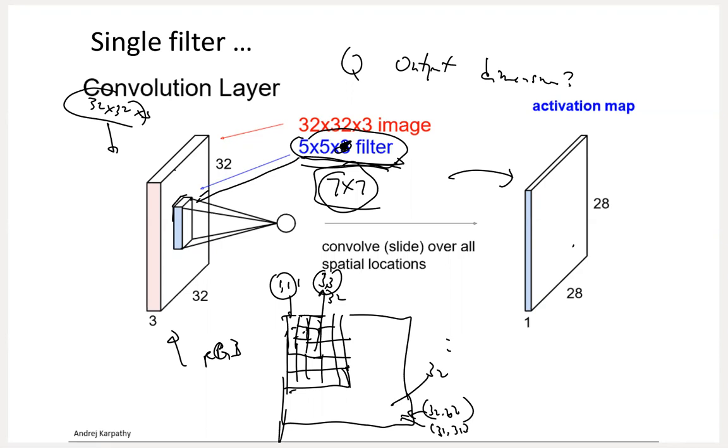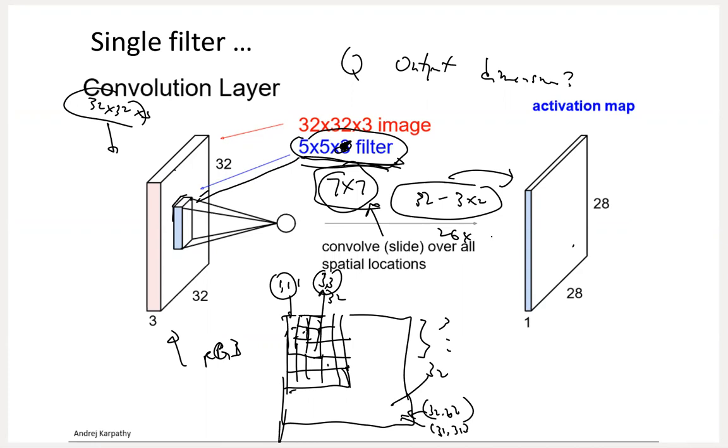So yeah, we can do some counting here. If it's 7 by 7, you can think of it as removing a boundary of 3 from each of the edges, right? So it should be 32 minus 3 times 2, for each edge. So therefore, what's that? 26 by 26, something like that.